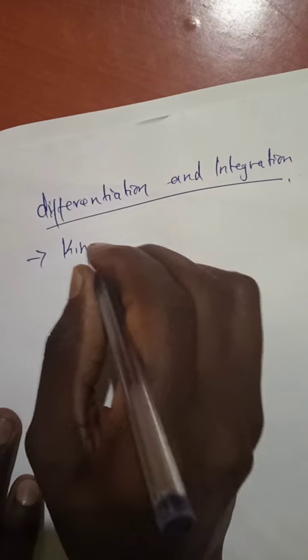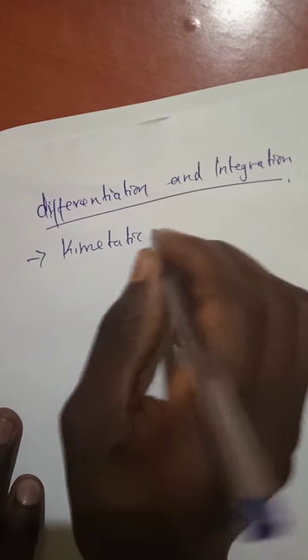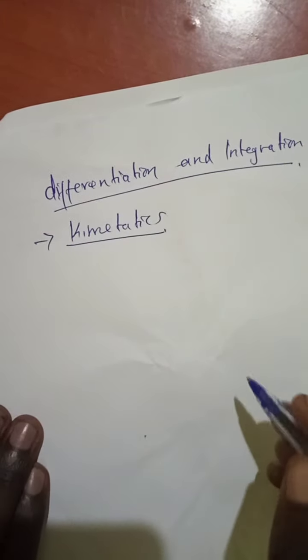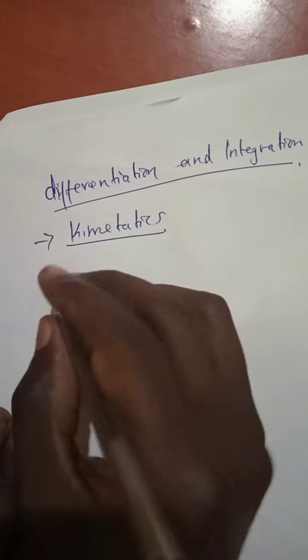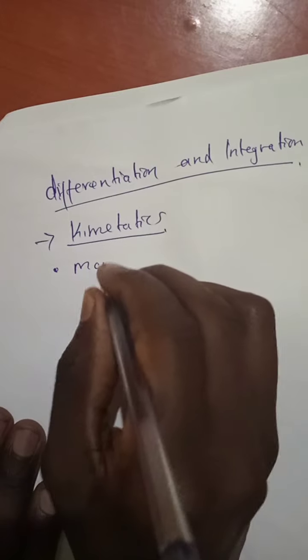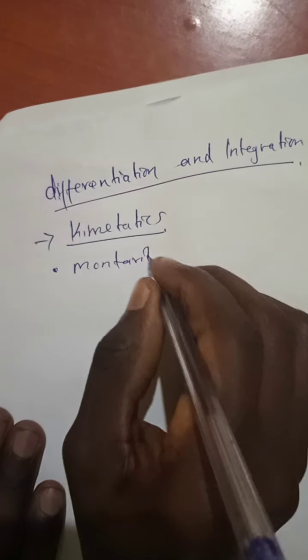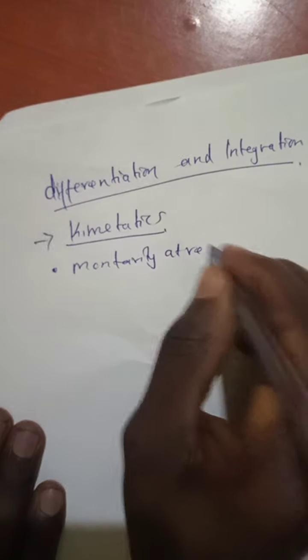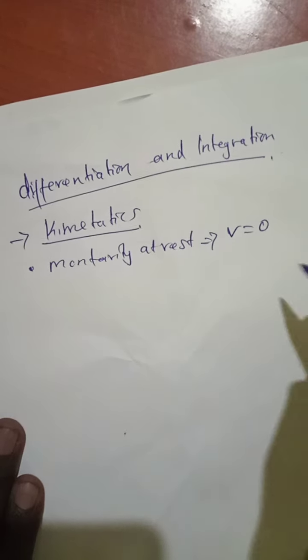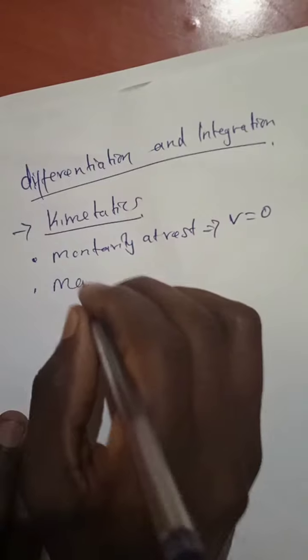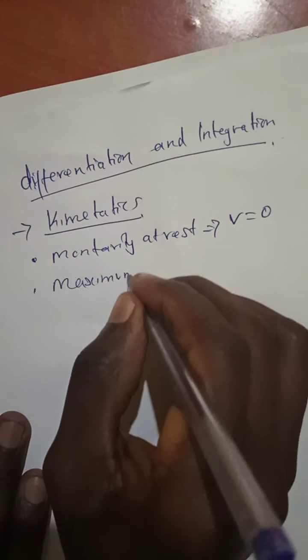Welcome, let's discuss differentiation and integration, and we want to stress mainly the issue of kinematics. Kinematics is normally just the application part of the two, which deals with the motion of a particle at a given function. So we normally have terms like momentarily at rest. Momentarily at rest simply means that the particle is not moving, and if it's not moving, then its velocity is zero.